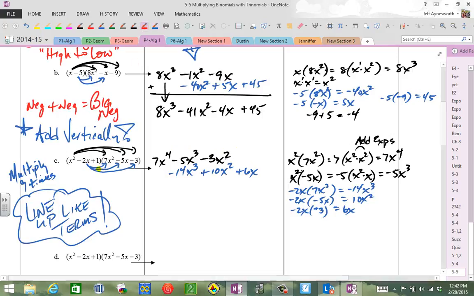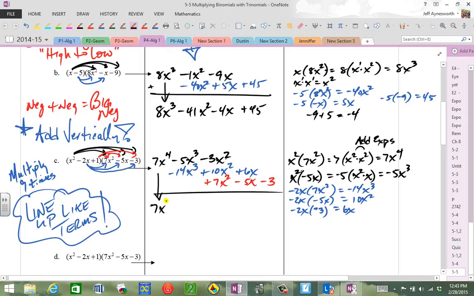Okay, switching colors, here we go. Last one. So we've got right here, 1 times 7x squared. Well, that's 7x squared, and line up like terms. And it's positive. Positive times positive, positive. So line up your squares together. And then we've got right here, 1 times minus 5x, negative 5x. And then 1 times negative 3, negative 3. Notice how I line up like terms.